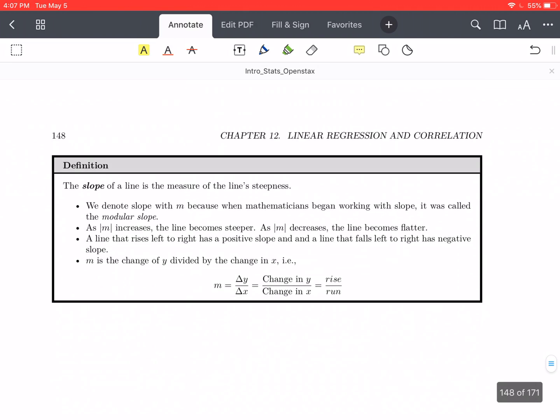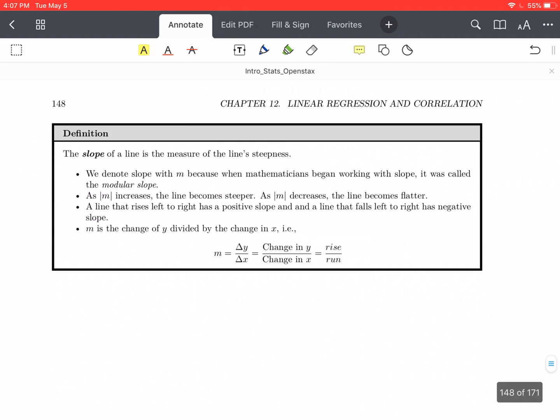Okay. So first up, let's talk about the slope of a line. This is the measure of the line's steepness. We denote slope with an m, and there is some historical context as to why we do that. As the slope increases, the line becomes steeper, and as it decreases, the line becomes flatter.